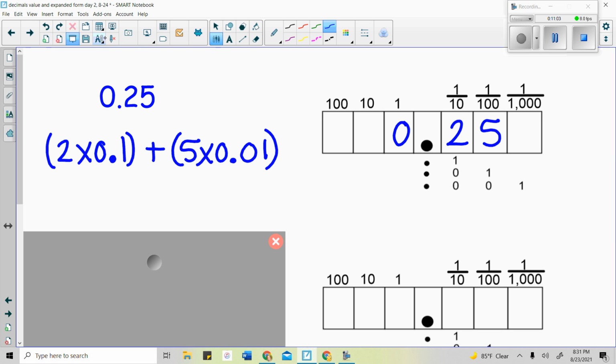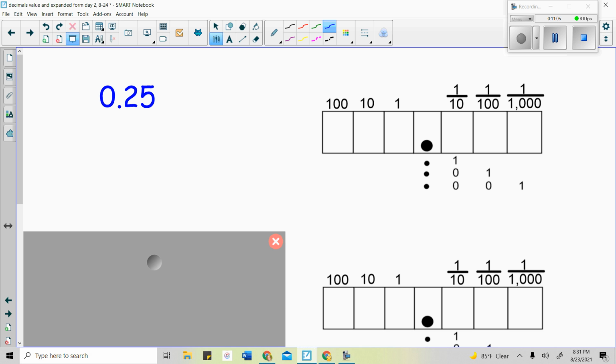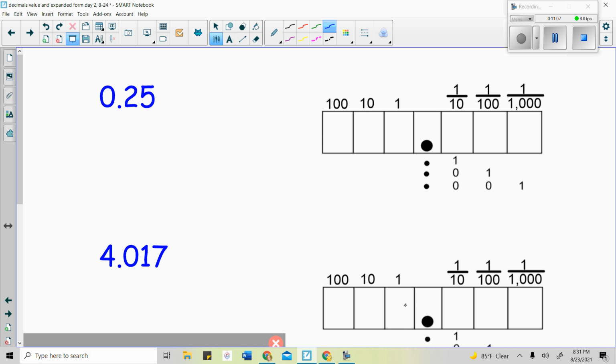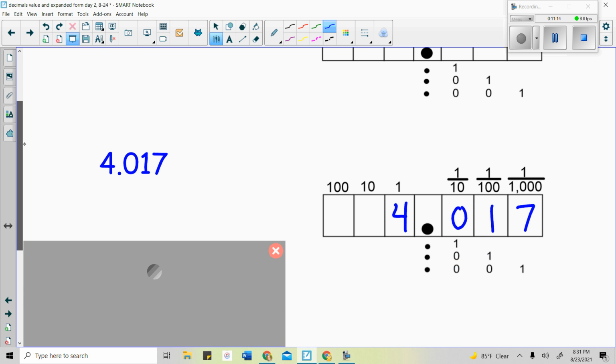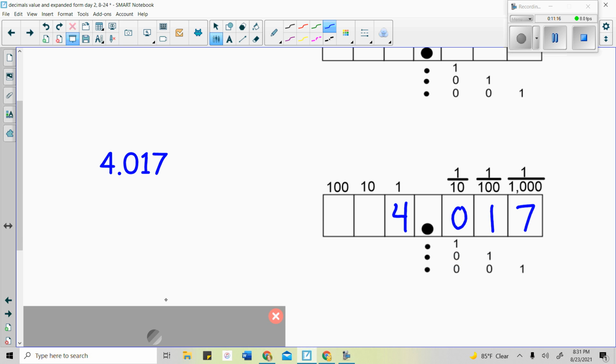Now we're going to do one more example. So let's fill in our number. Now pause the video and give me your expanded notation with decimals.